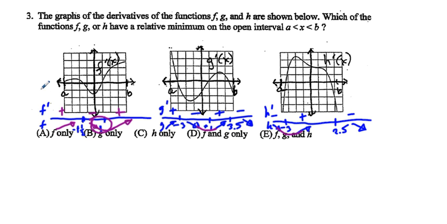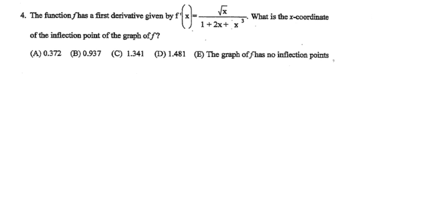So in this case, each one of these graphs of f prime, g prime, and h prime gives us evidence to show that the functions f, g, and h each has a relative minimum on this open interval. Okay, you may have noticed that problems 2 and 3 didn't need a calculator at all. Now we're on to problem 4.